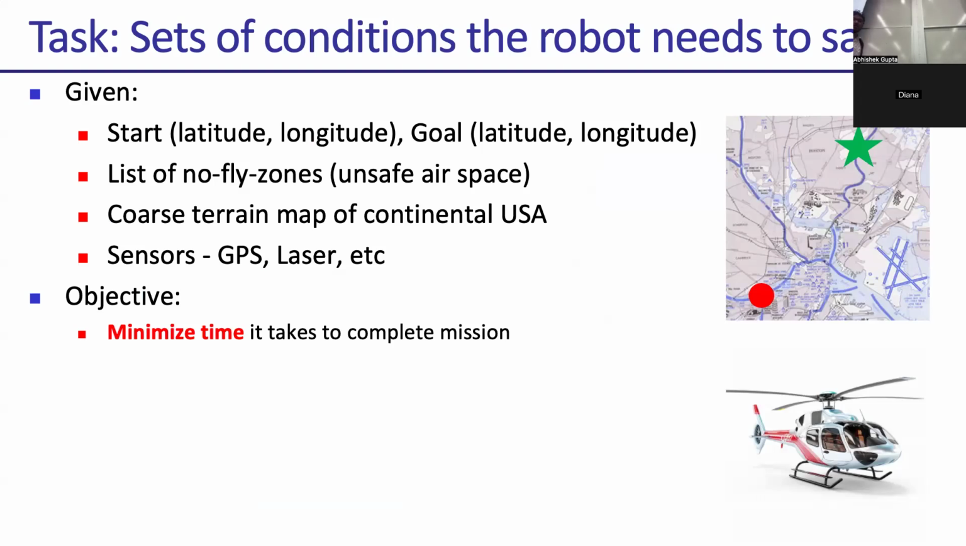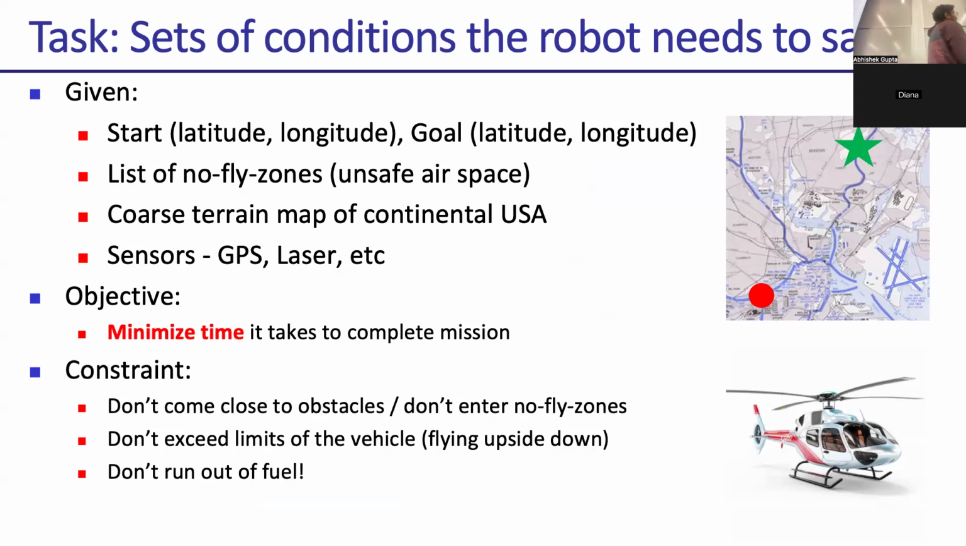Okay? But you want to do it under a certain set of constraints, right? So you want to get from A to B as fast as possible, but you cannot enter the no-fly zones. You cannot exceed the limits of the vehicle because you're going to be unsafe, so you can't allow it. That's the problem that we're going to try and solve. Make sense? Nothing too complicated.